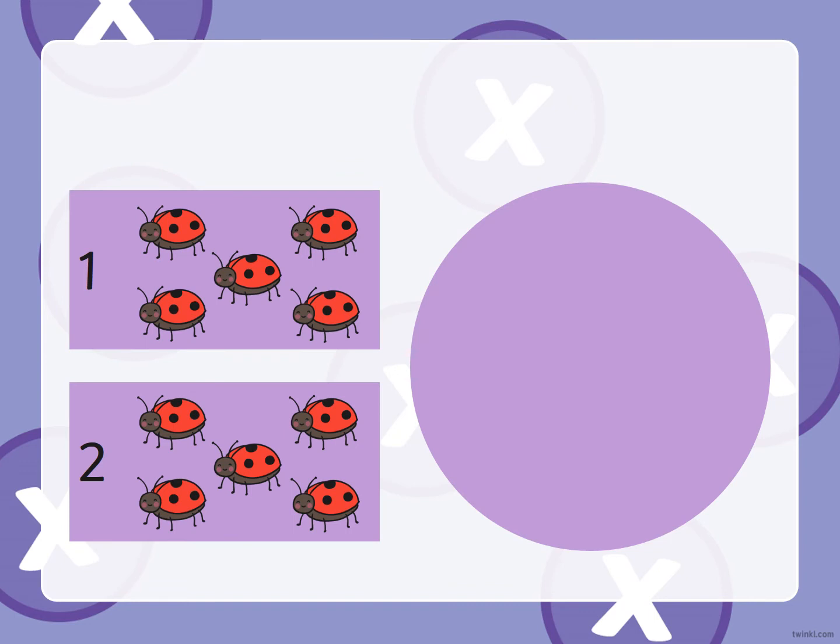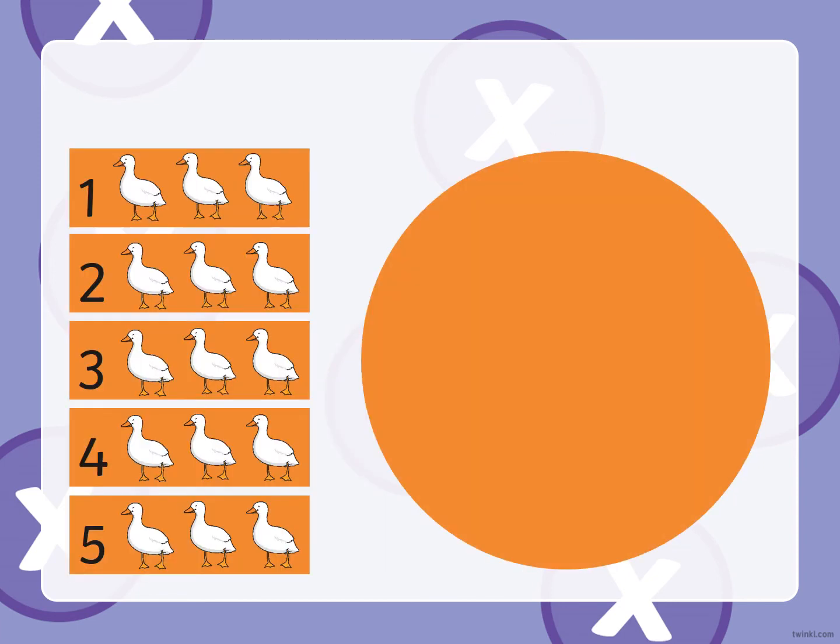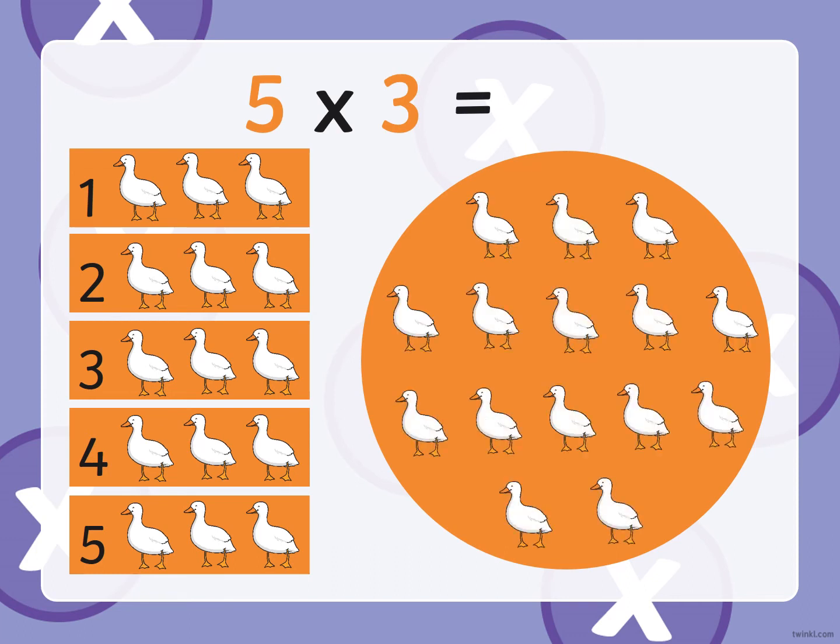We've got ladybirds in this one, 2 groups, and each group is 5 ladybirds. So how many ladybirds do we have altogether? Well, we could count them all, but we could also say, well, if we know we have one group with 5 and another group with 5, we could say 2 lots of 5 equals 10 ladybirds. Okay, and the same with the geese here. We've got 5 groups, and in each group we have 3 geese. So the sum would be 5 times 3 equals, you could count them all together here, and if you counted them all together, your answer would be 50.